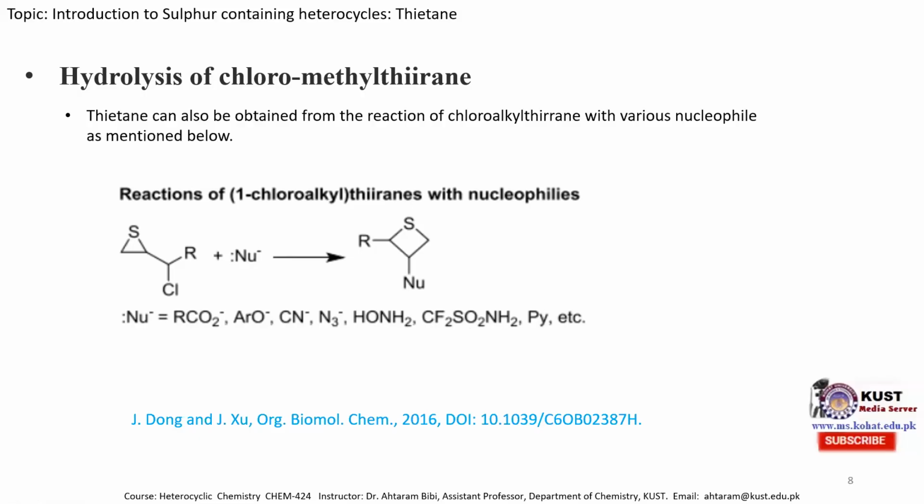So if any one of you is interested to see the various substitutions, one can download this paper. This is the DOI of the publication, so one can easily obtain this paper to see the details of this reaction, how one can obtain the Thietane molecule from the reaction of chloroalkyl thiirane with various nucleophiles. So this is one of the methods for the synthesis of Thietane molecule.